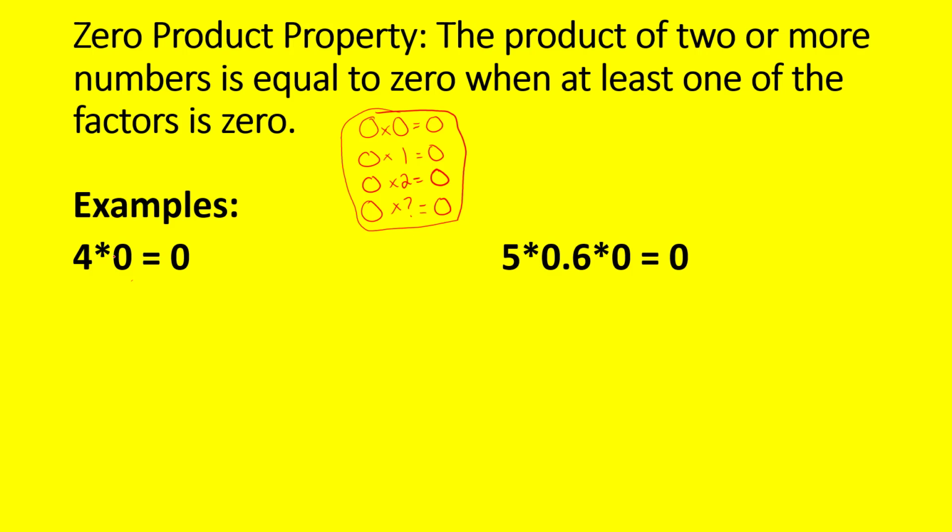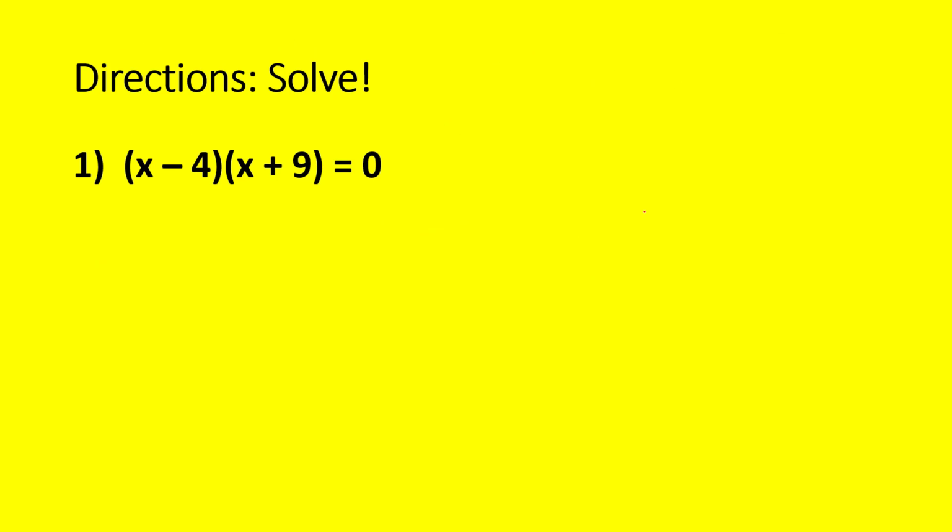So we do know that 4 times 0 is 0. We also know that 5 times 0.06 times 0 is still 0, which means I don't even care what 5 times 0.06 is, because the moment I realize I'm going to be multiplying that value by 0, the entire statement is 0.